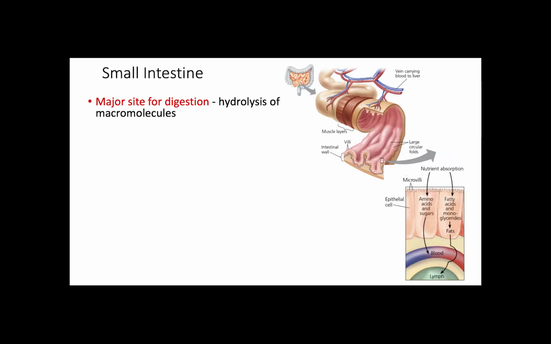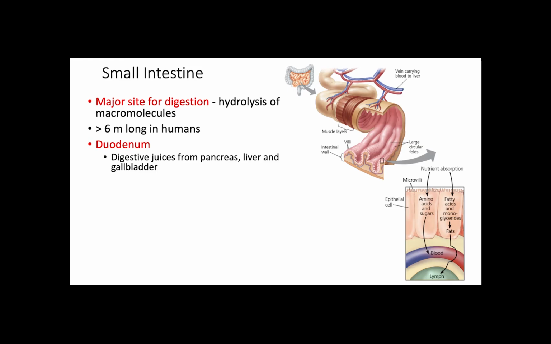Next, we have the small intestine. This is the major site of digestion, where macromolecules are hydrolyzed. In humans, the small intestine can be more than 6 meters long and is divided into three sections: the duodenum, the jejunum, and ileum. The duodenum corresponds to the first 25 centimeters of the intestine, and this is where digestive juices from other digestive glands get in contact with the chyme.